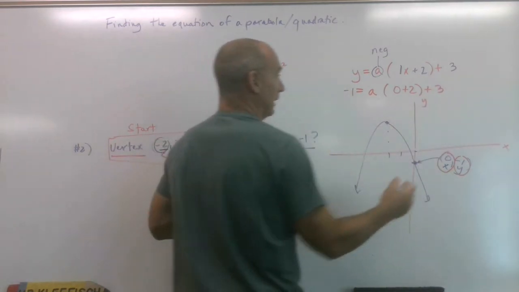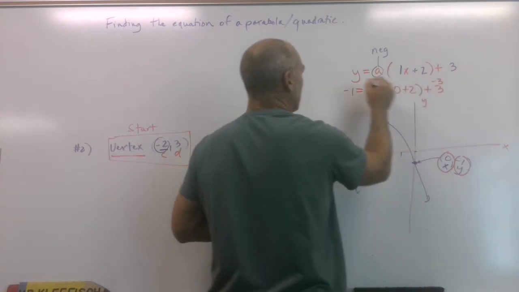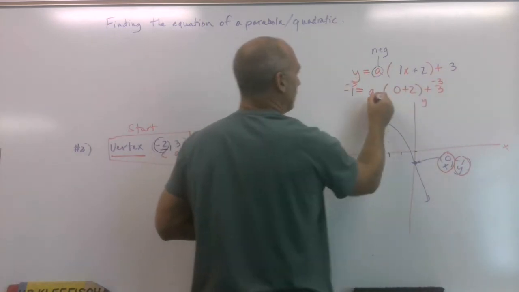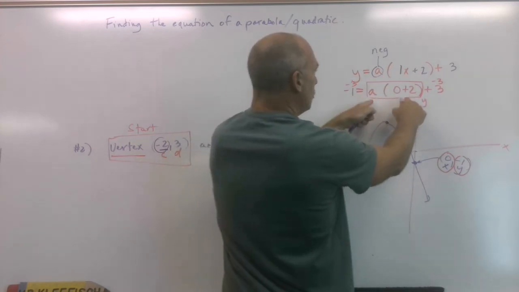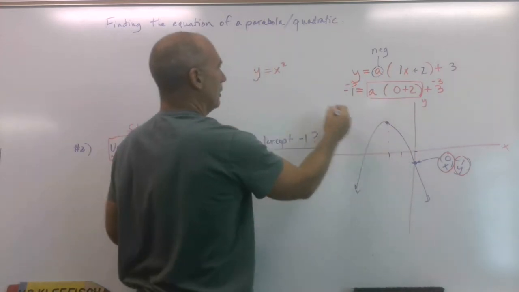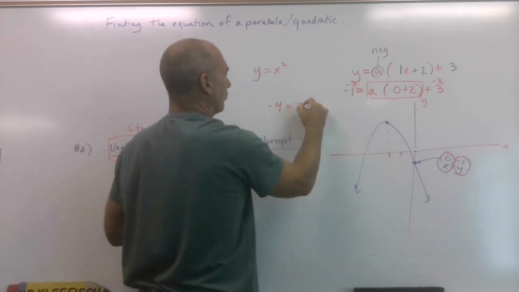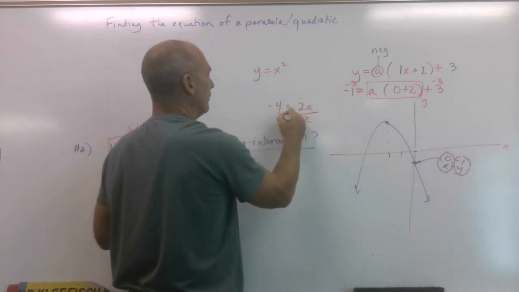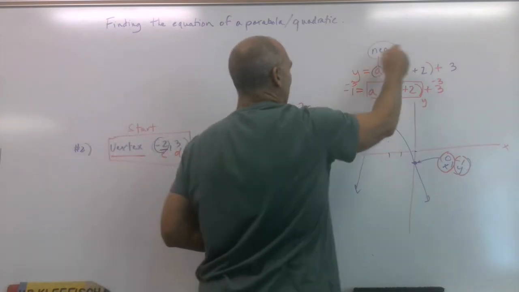Now we're going to clean this thing up a little bit. I know that I'm going to subtract 3 here and subtract 3 here, and I'm going to clean this up because these are attached by multiplication. That's just 2a. So I get -4 from this equals 2a. Divide by 2, divide by 2, and I get -2.